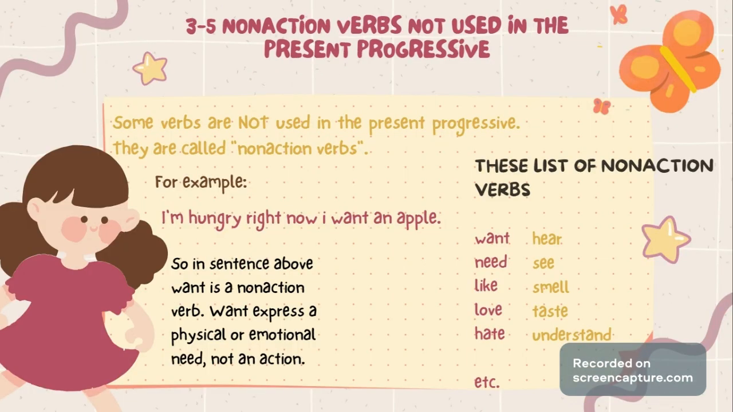And next, non-action verbs not used in the present progressive. Some verbs are not used in the present progressive. They are called non-action verbs. For example, I am hungry right now. I want an apple. So in the sentence above, want is a non-action verb because it just expresses a physical or emotional need, not an action. So we have a list of non-action verbs: want, need, like, love, hate, hear, see, smell, taste, understand. Okay.